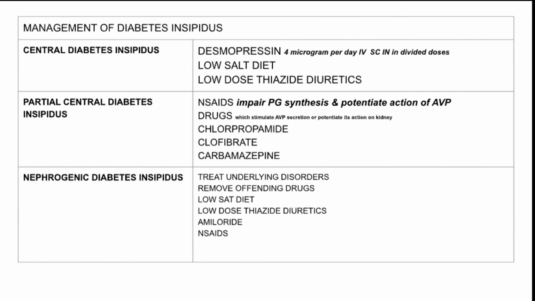Let's take a short look at the management of diabetes insipidus. In cases of central diabetes insipidus, 4 micrograms of desmopressin can be given in divided doses per day, IV, subcutaneously or intranasal. Low salt diet and low dose of thiazide diuretics complete the treatment. In cases of partial central diabetes insipidus, NSAIDs help as they impair the synthesis of prostaglandins and potentiate the action of vasopressin.